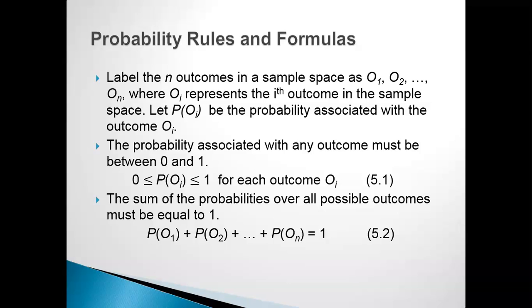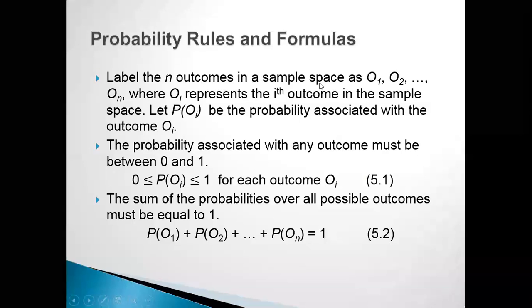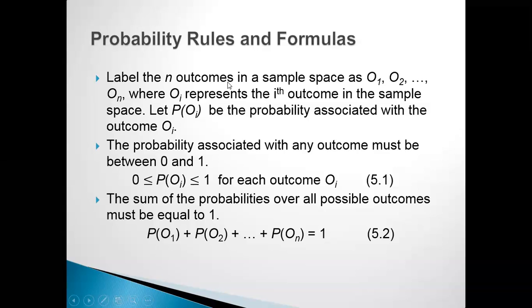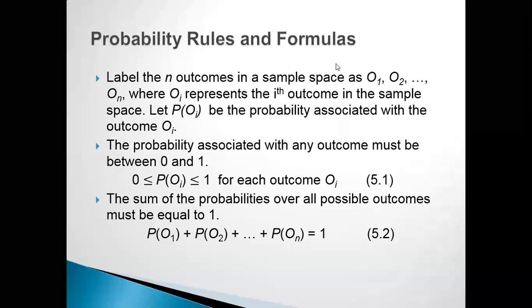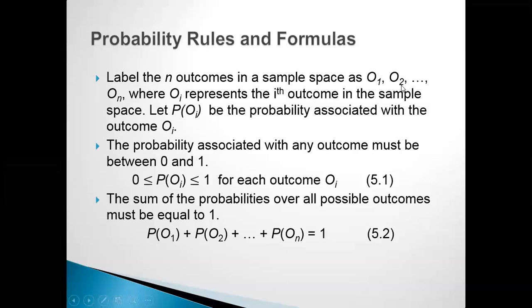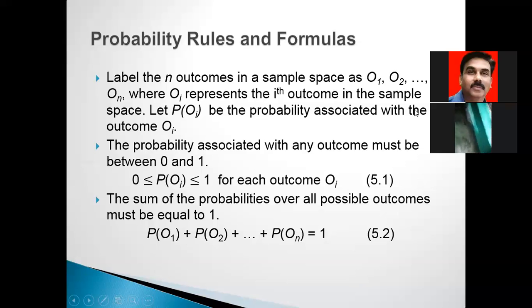We have discussed certain rules. I already told you about outcomes and sample space examples. Meaning, if n outcomes are there, for example, what are the results of a particular event, or an outcome, in a sample space. Sample space is a collection of outcomes O1, O2, ... On, where Oi represents the ith outcome in the sample space. So what is the probability associated with the outcome Oi?